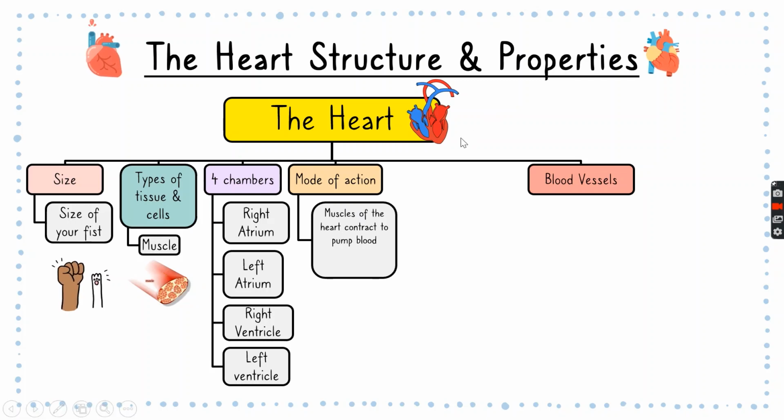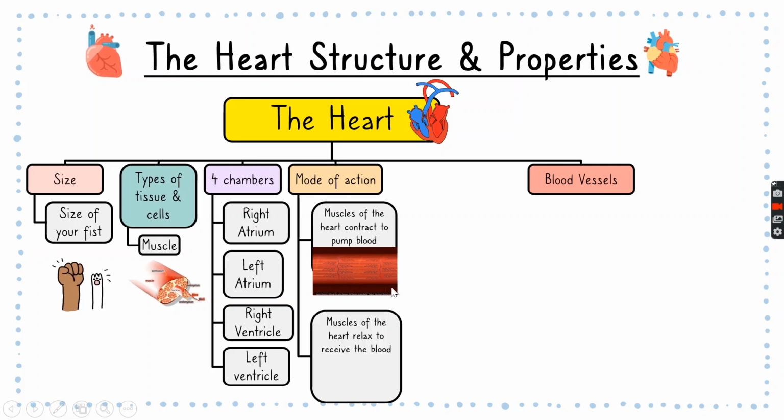The heart muscles that you can find here at the lining, they contract to help pump the blood. Contraction happens when the muscle cells shorten in length. And how does the heart receive blood? It actually relaxes. So when the muscle cells here relax, they return back to their original length.